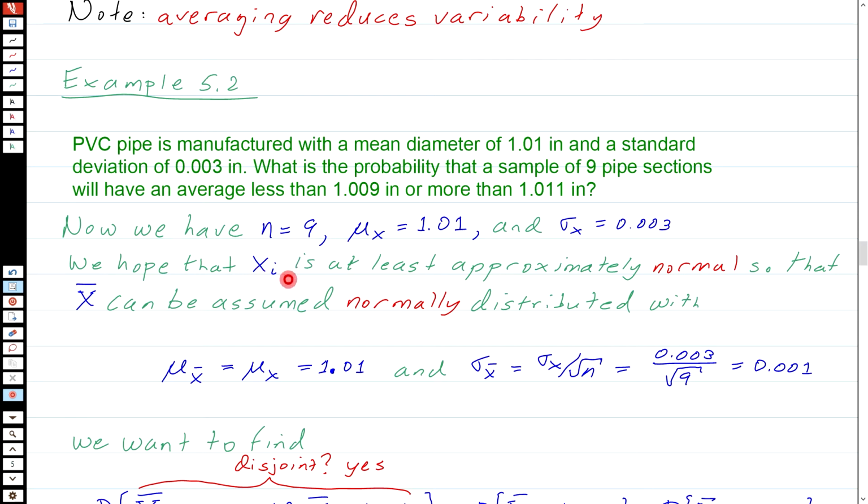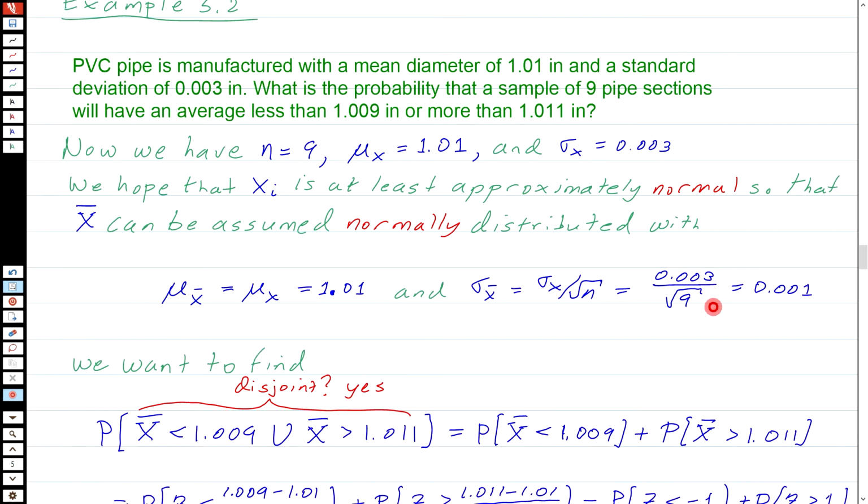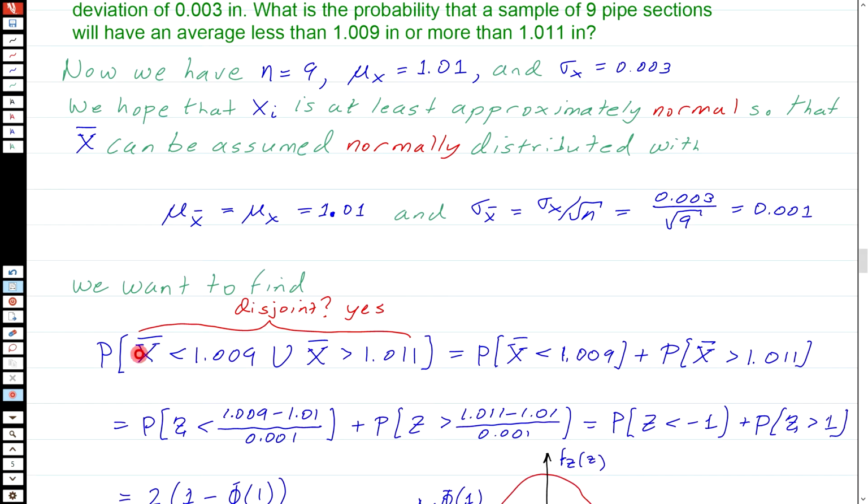We hope that xi is at least approximately normal so that x bar can be assumed normally distributed with mean of x bar the same as the mean of x, which is 1.01, and the standard deviation of x bar is sigma x over root n, which is 0.003 divided by root 9, which is 3, gives me 0.001. So we're looking to find the probability that x bar is less than 1.009 or x bar is greater than 1.011.